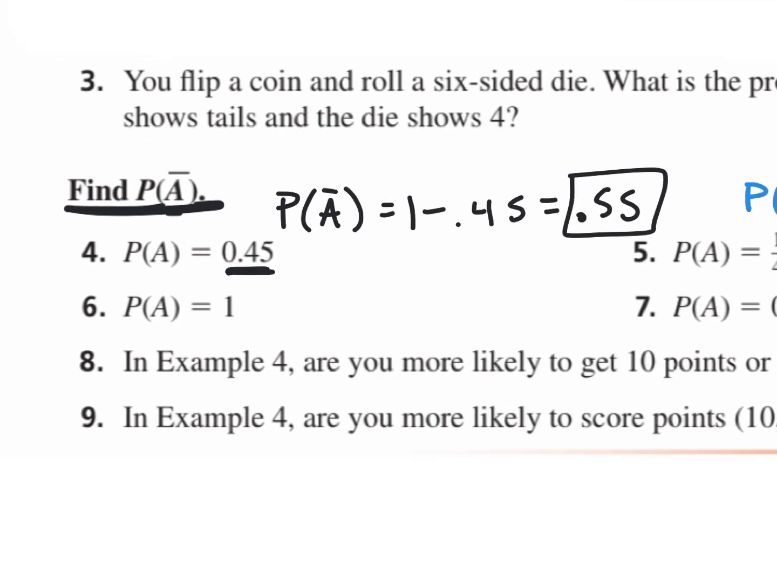Alright, let's look at number 6. So if the probability of it actually happening is 1, what's the probability of the complement? 0. How do you know it's 0? Because 1 is 100. So 1 minus 1 would give you 0. Perfect.